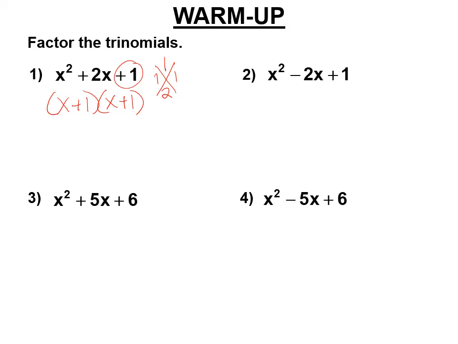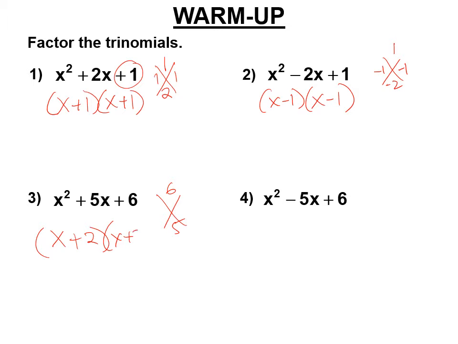Here, two numbers that multiply to make 1 and add up to -2. That'd be -1 and -1. So it's x minus 1 times x minus 1. Here, two numbers that multiply to make 6 and add up to 5: x plus 2 and x plus 3. And here, it would be x minus 2 and x minus 3, because they add up to -5 and multiply to make +6.